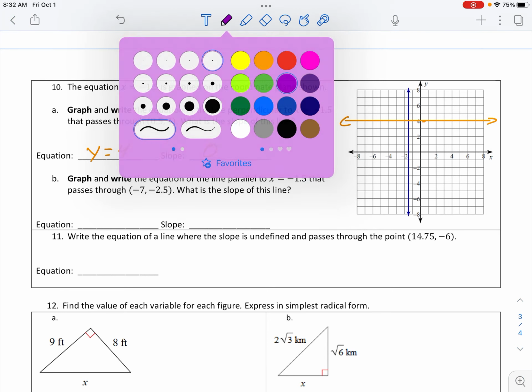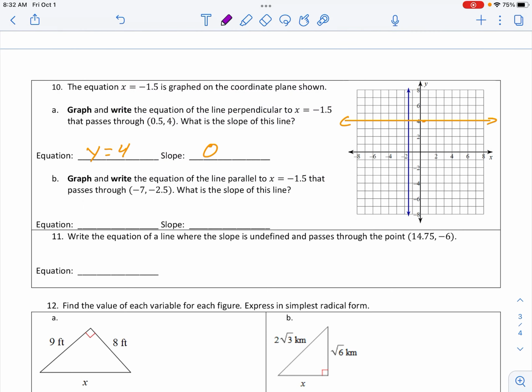On part B, same thing, but now we want to be parallel to x equals negative 1.5. So it's going to be vertical. Now we want to go through (negative 7, negative 2.5). So to be parallel to that, we got to be vertical. We get this vertical line. The equation of that is x equals, and it's going through at negative 7. It's always the x coordinate of that point you want to go through.